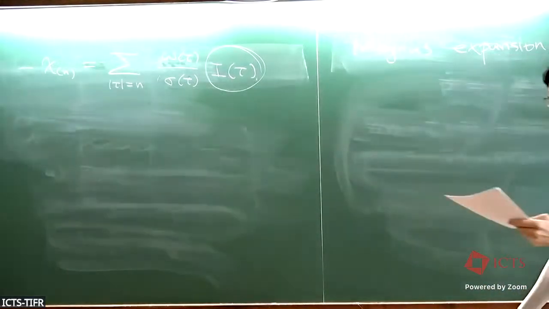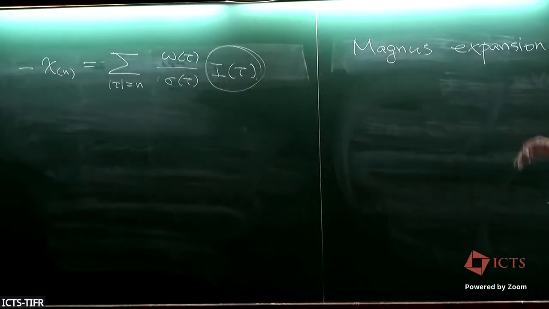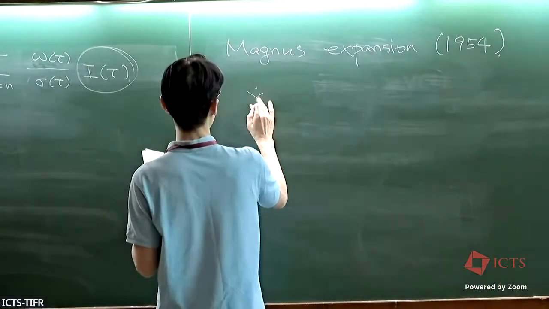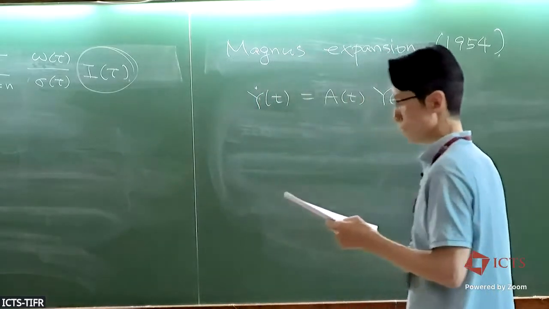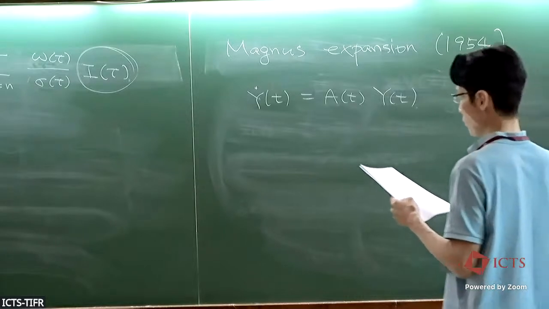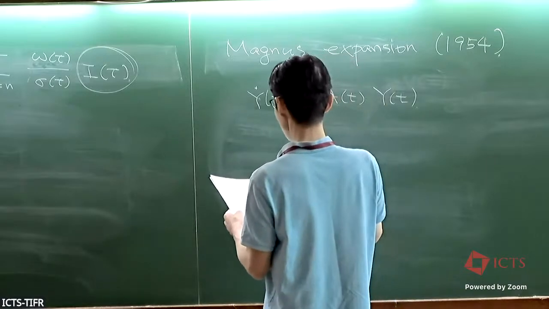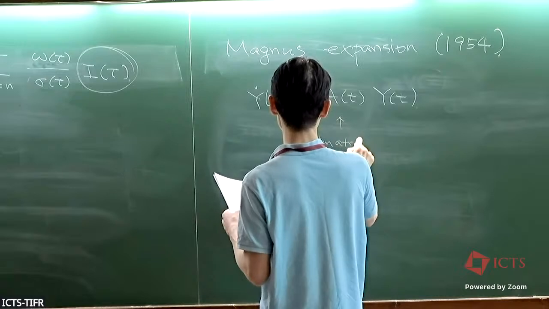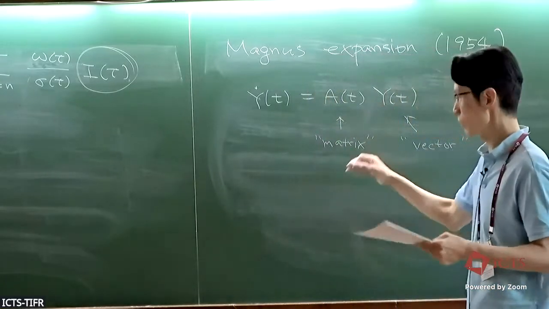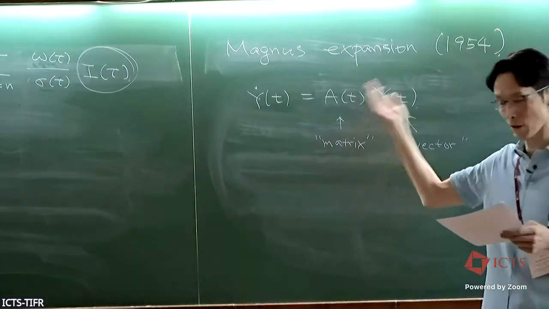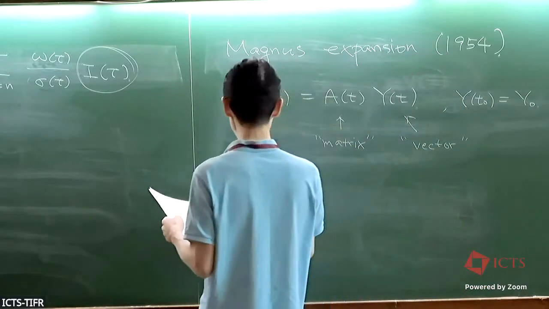It was proposed by a mathematician called Magnus in 1954. And the legend has it that he was inspired by an earlier paper by Feynman. Anyway, the setup is a familiar one for any physicist. So let's suppose we solve a time-dependent ordinary differential equation, where this y is the unknown, and A is the definition of the differential equation. Roughly speaking, this A is like a matrix, and this unknown y is a vector. Well, it doesn't have to be a matrix. As long as it can be regarded as an element of a Lie algebra, then the same formulation goes. And with the initial condition for the first order differential equation, we know that the solution exists.